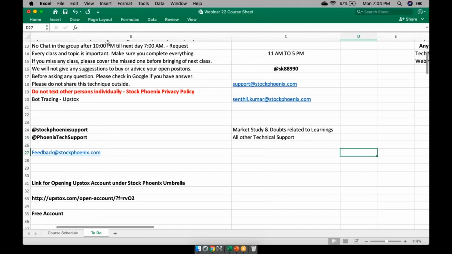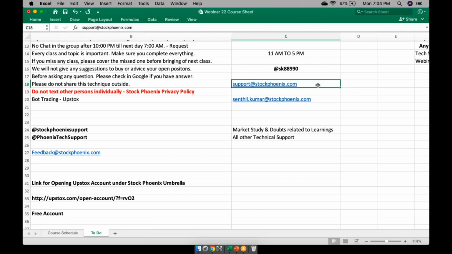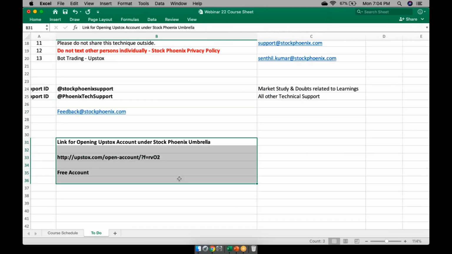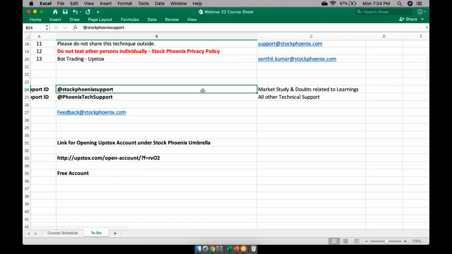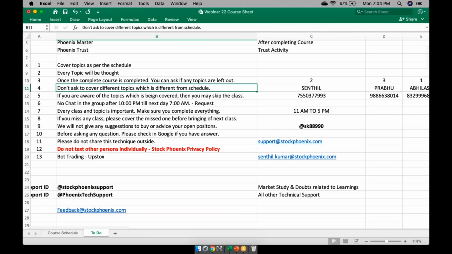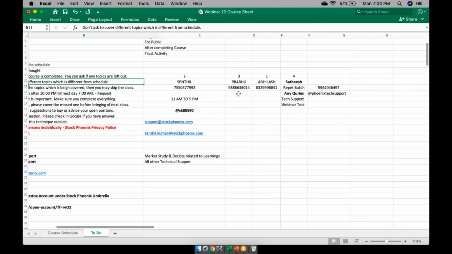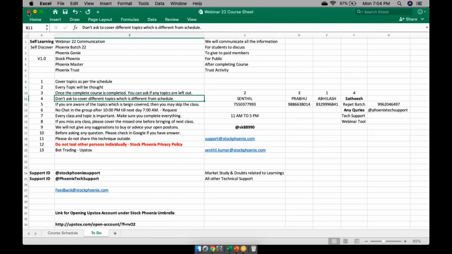This is the support mail ID. Any homework you can send to support@stockphoenix.com, and my mail ID is also there. Any questions, feedback, improvements or mistakes, you can send me directly, and I'll take the input directly. There is also the link for opening up stocks. That much is from my side on general instructions. Let me zoom in and see if anything is left out. So let's start the session.